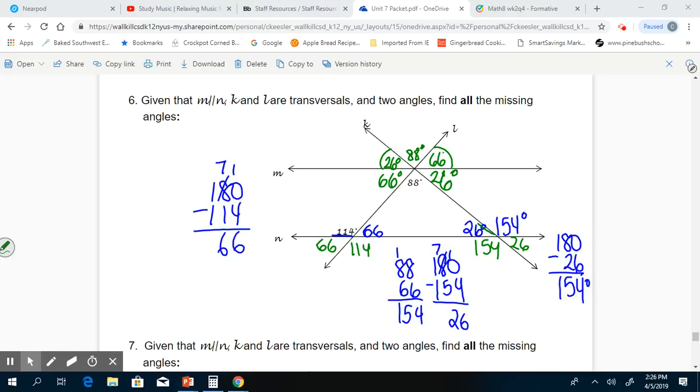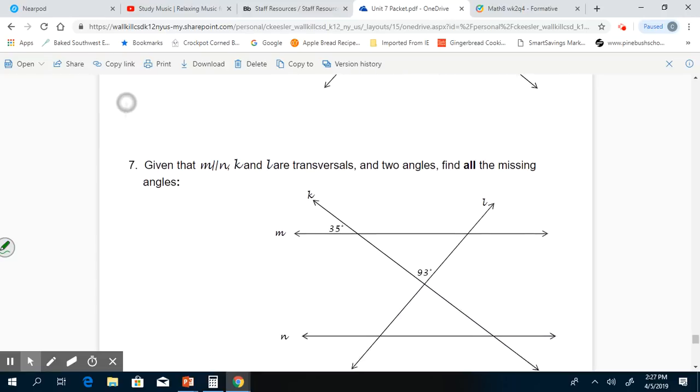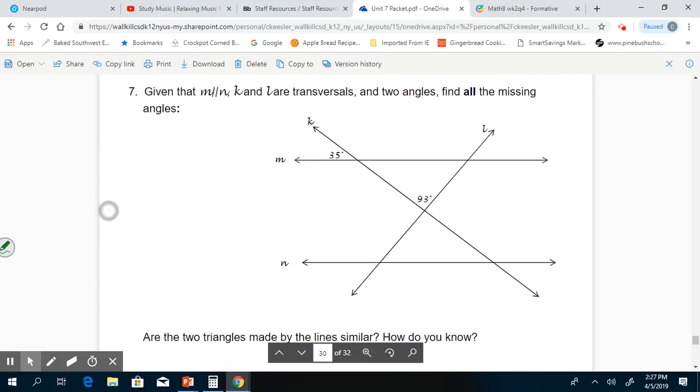So now we're putting together all the rules we've learned about triangles and parallel lines cut by a transversal to find lots of different angle measures. Okay, number 7, last one I'm going to do with you for today before you can resume the ones I skipped and start today's homework. Again, given that M is parallel to N, K and L are transversals, and 2 angles, find all the missing angles. So let's again start with some vertical angles.